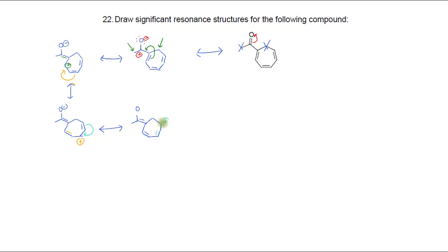And then I'll have a positive charge right there. That oxygen is still negative. So those would be the major or significant resonance structures for that compound. And you always want to keep checking when you're drawing these resonance structures that we're not putting electrons into sp3 carbons.